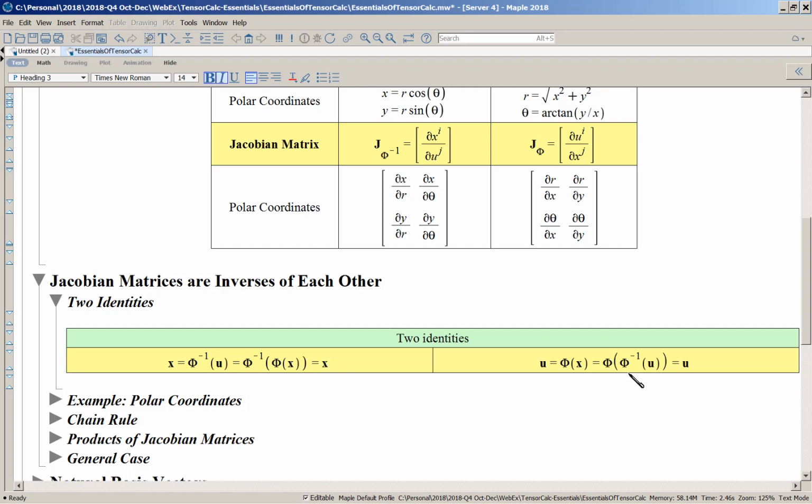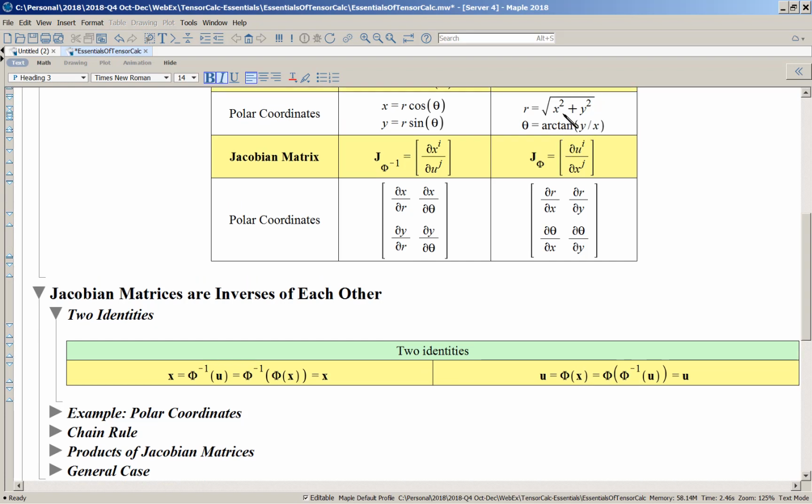And you can do that same kind of identity going the other way. u is a function of x. So you think this way if you're thinking polar coordinates to make it concrete. The x is a function of u. It's phi inverse of u. So phi of phi inverse is u. So that's where we start as we do a calculation that verifies that these two matrices are inverse matrices.